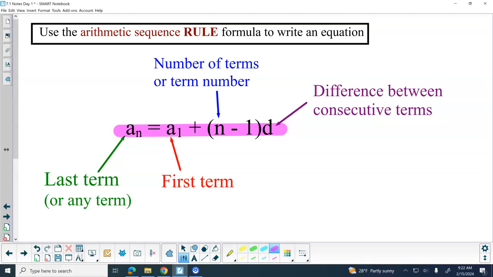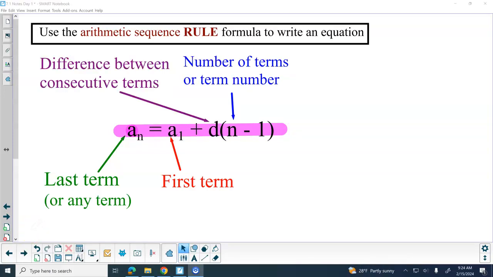That right there is our rule. Any term, or the last term that you're dealing with, is going to be equal to the first term plus n minus 1 times d, where n is the number of terms, or the term number that you are looking for, times the common difference d. So we're just going to move the d in front of the parentheses. Okay. All right. Handle? Love it.